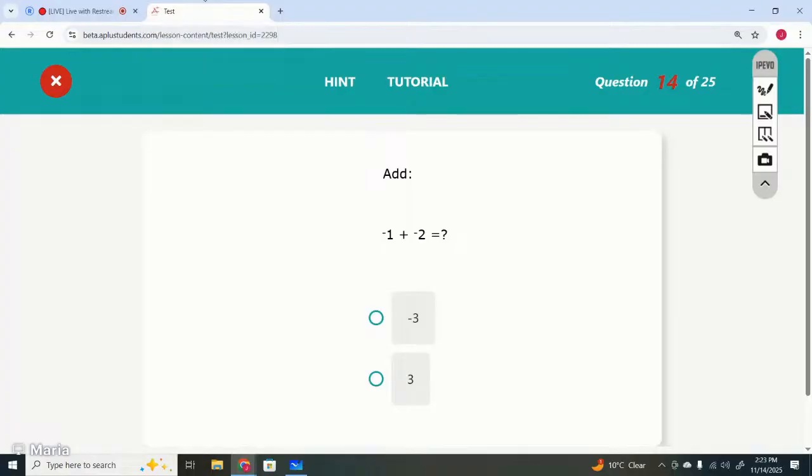Negative 1 plus negative 2. So adding a negative number is same as subtracting. So negative 1, negative 2 equals negative 3. Option number 1 is the correct option.